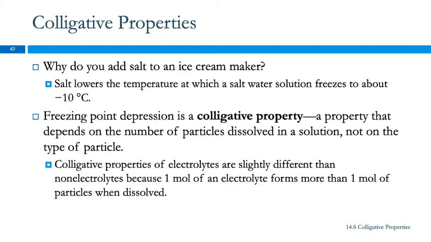So freezing point depression is one of the colligative properties. And these are properties that depend on the number of particles that are dissolved in the solution. They don't depend on what the particles are, just how many particles are there. So if you have an electrolyte, the colligative property is going to be a little different than if you have a non-electrolyte. Because if you have a mole of sodium chloride, when that dissolves, it forms a mole of sodium ions and a mole of chloride ions. So you get 2 moles of particles. Whereas if you have a mole of sugar, you only have 1 mole of particles. So electrolytes give you more particles.